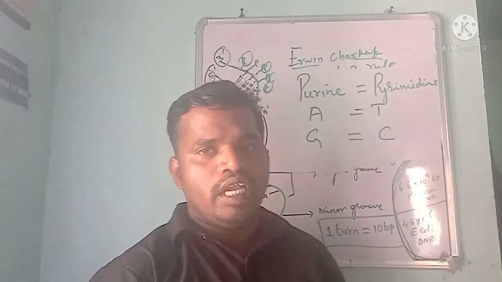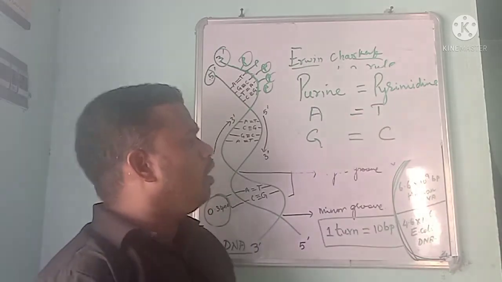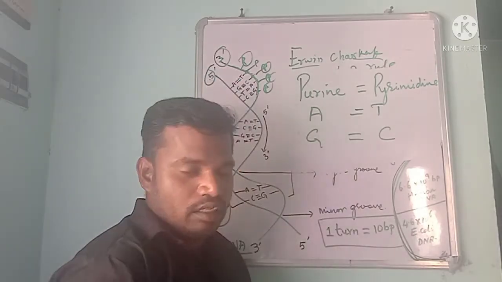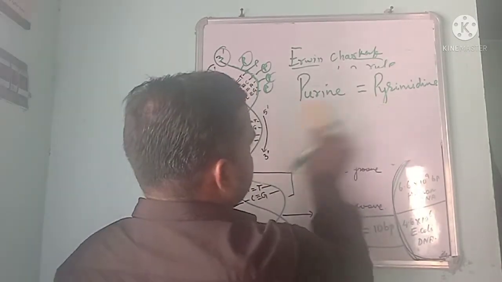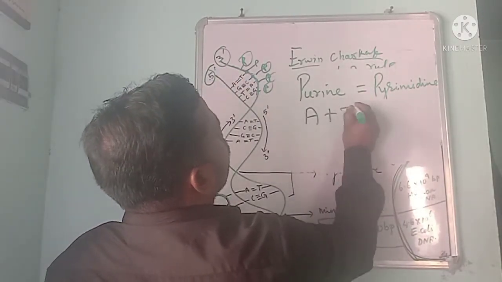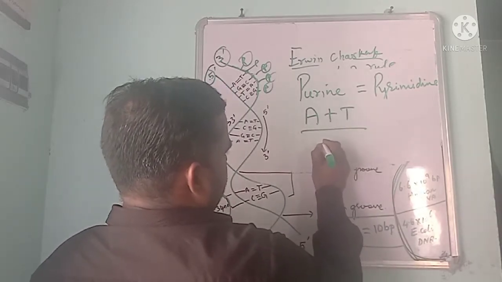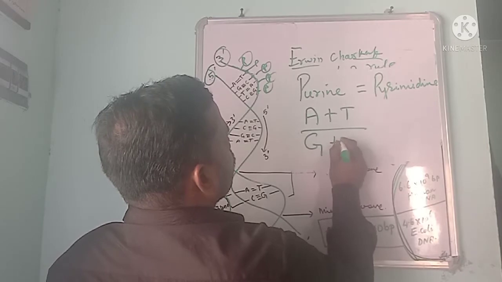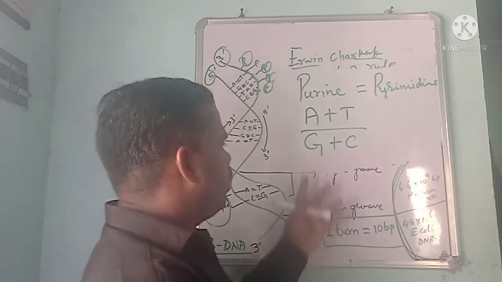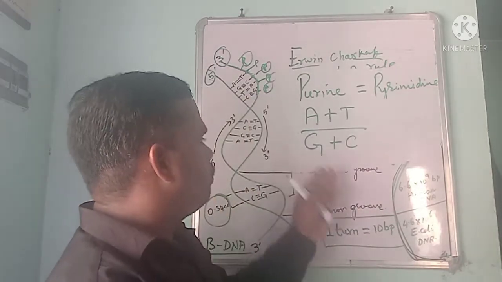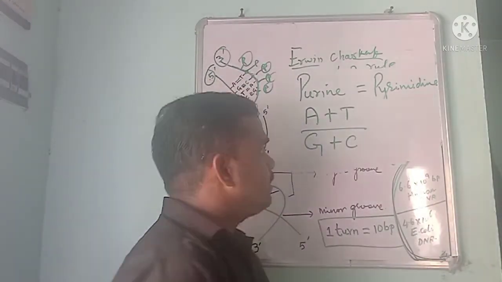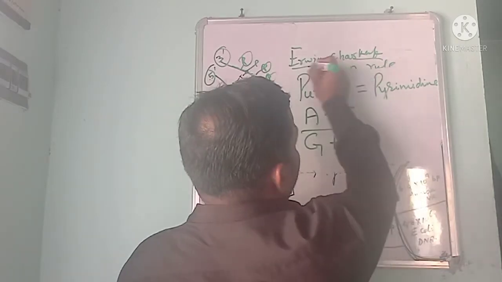So purine is always approximately equal to pyrimidine. So A is equal to T, G is equal to C. Got it? Another concept he says: the ratio of adenine plus thymine is equal to guanine plus cytosine. The ratio of AT is always equal to the ratio of GC. These are the two things proposed by Chargaff's rules.